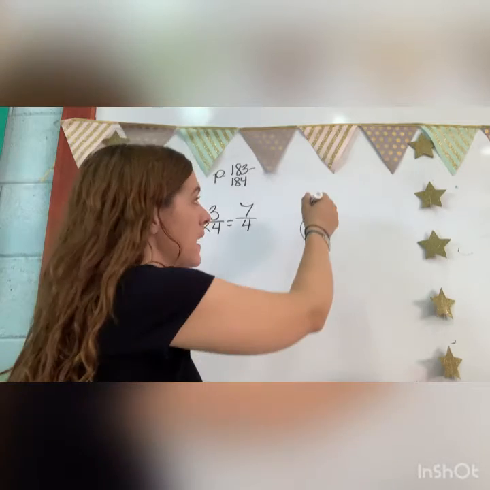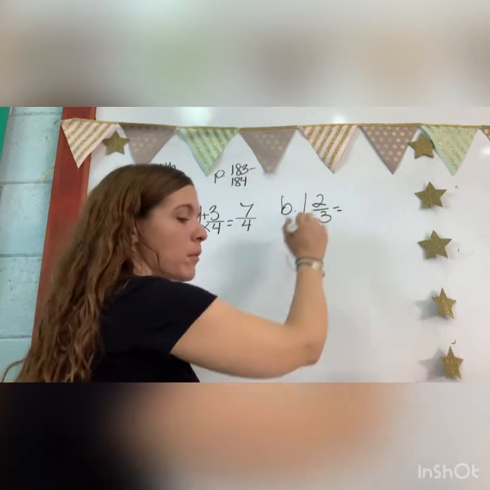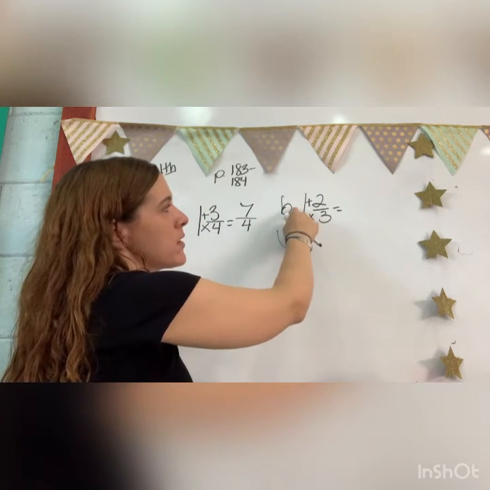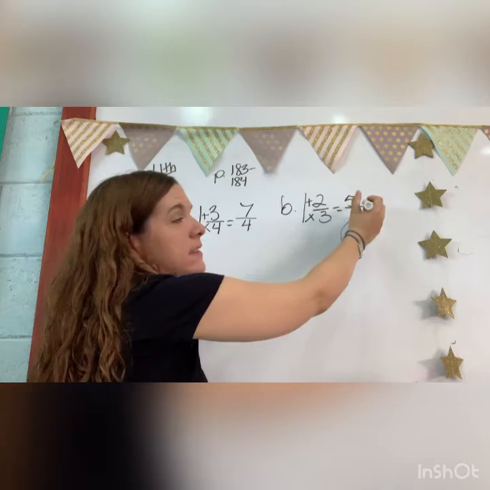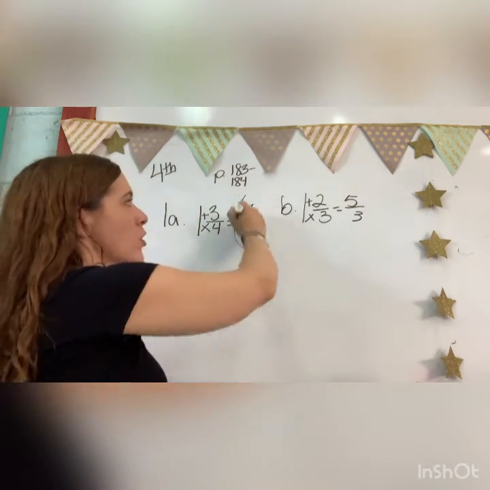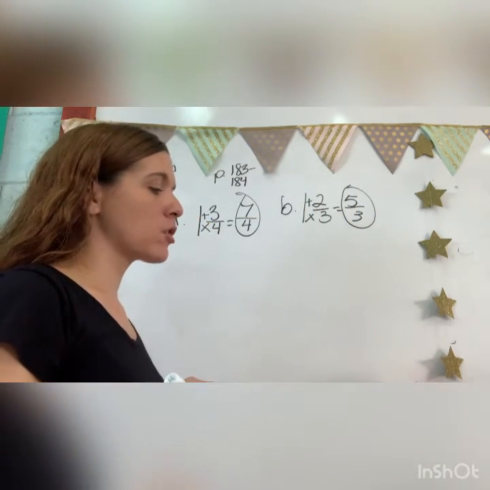Let me do letter B as well in front of you so you can keep remembering. 3 times 1 plus 2. 3 times 1 is 3 plus 2 is 5. What's the denominator? 3 because the denominator doesn't change, okay? So those are your answers for that one. Try C by yourself and let's check your answer.